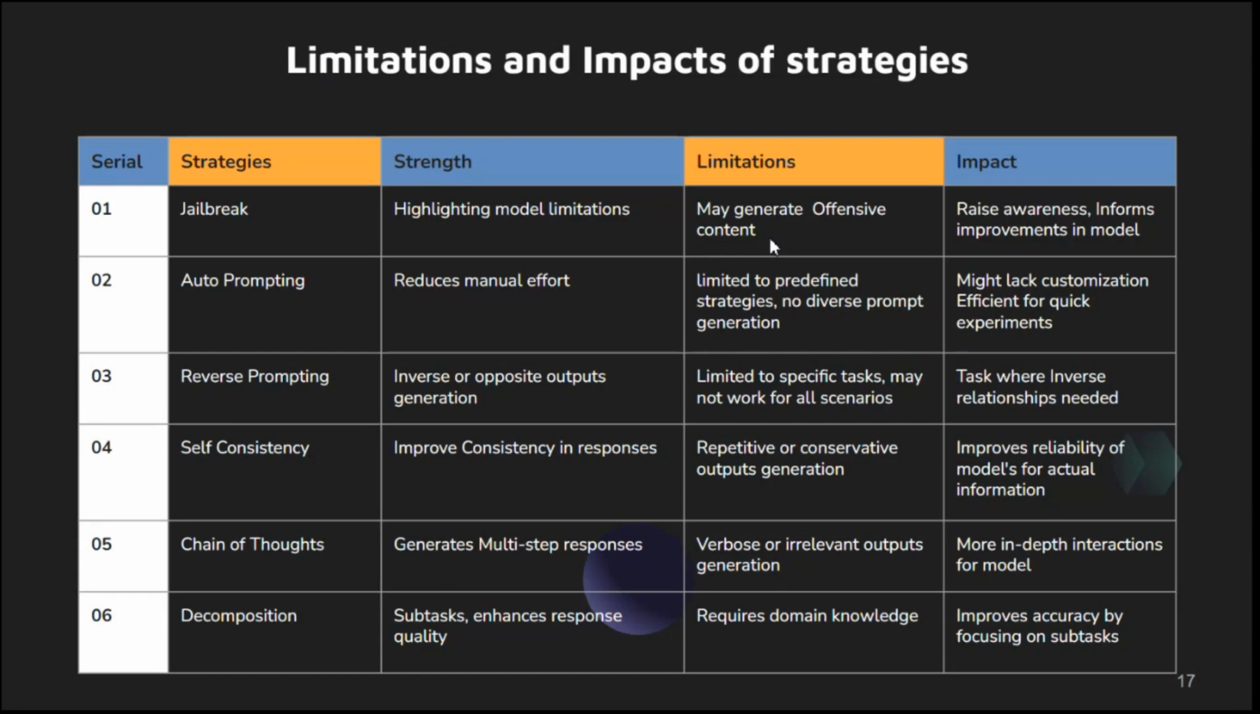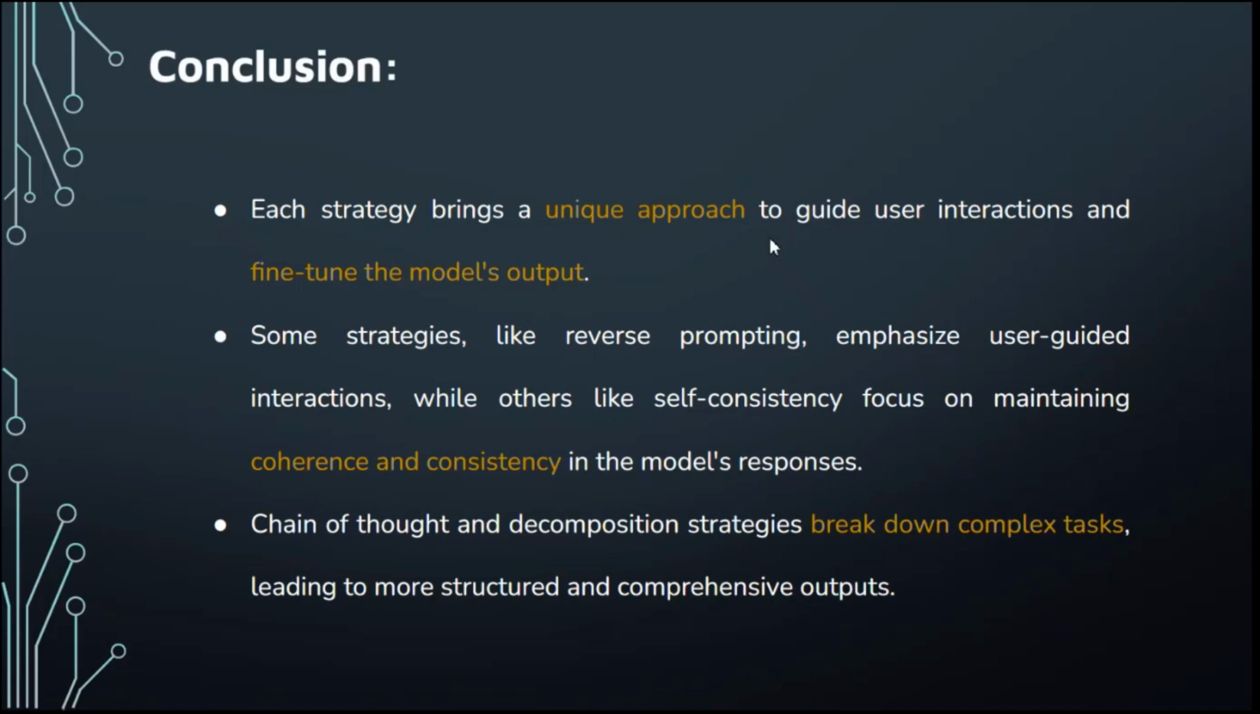Okay. Then we have chain of thoughts. It will get us detailed responses, but sometimes they are too verbose. Then decomposition will enhance response quality, but domain knowledge is crucial. So each and every prompt crafting strategy has some limitations, while they also have their strengths. And there you have it.